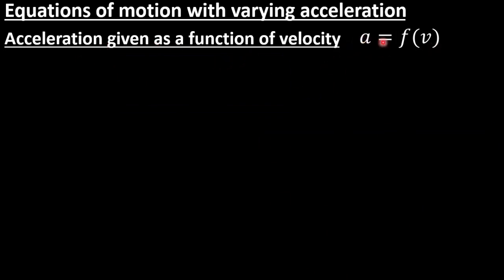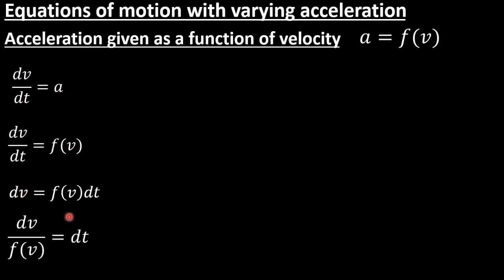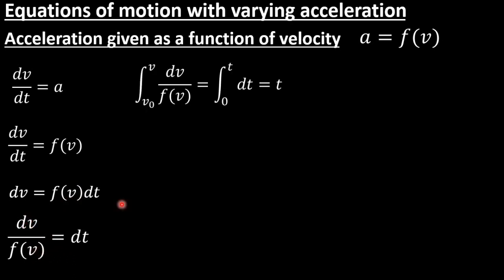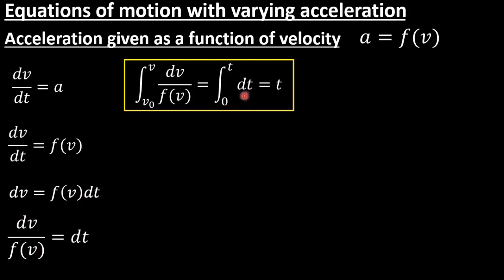Okay, so now a is f of v, because a now is a function of velocity. So again, we take dv dt equals a, and we substitute f of v directly into there, multiply both sides by dt, and then divide both sides by f of v, because we want to get everything with a v onto one side, because that means we can then integrate with respect to dv. In this case, we want to integrate, so if I integrate, I'll just end up with this. So we get the integral from v0 to v of 1 over f of v dv equals t.